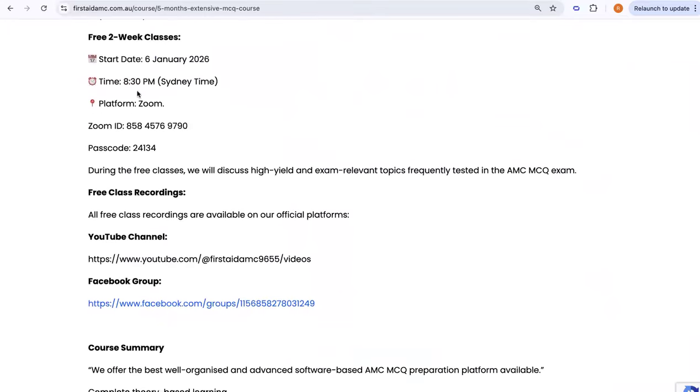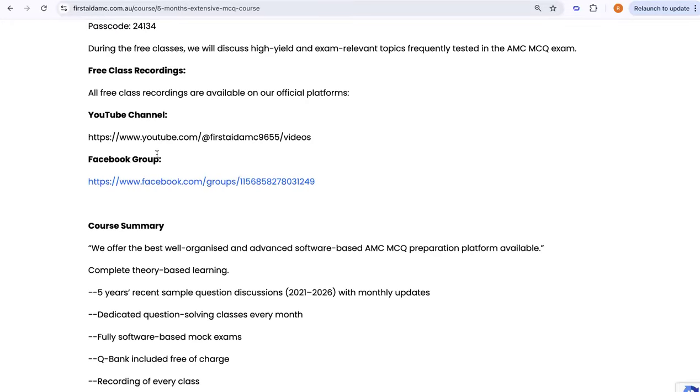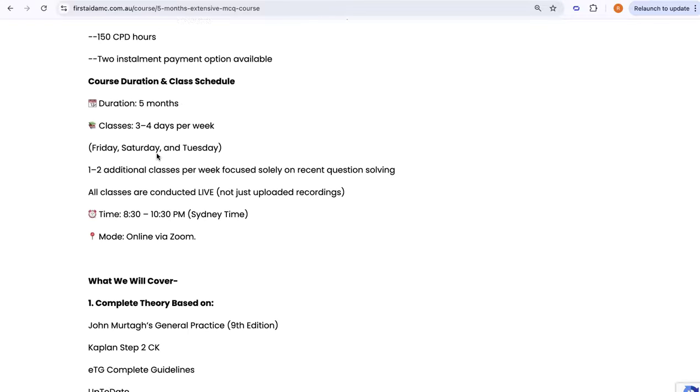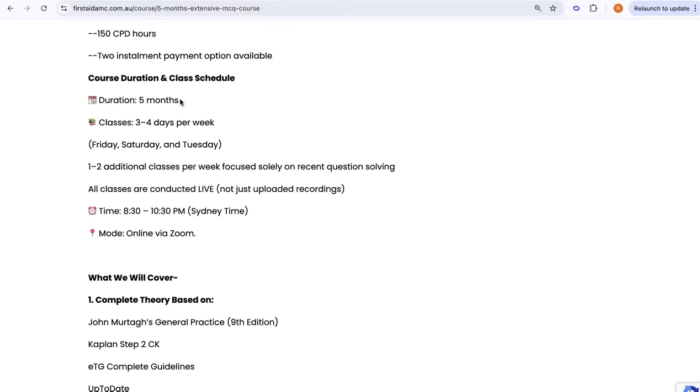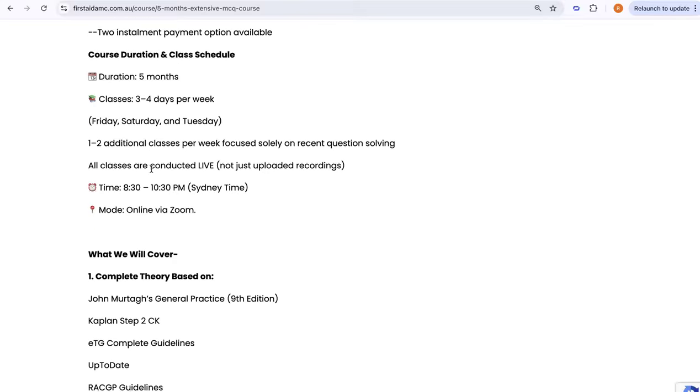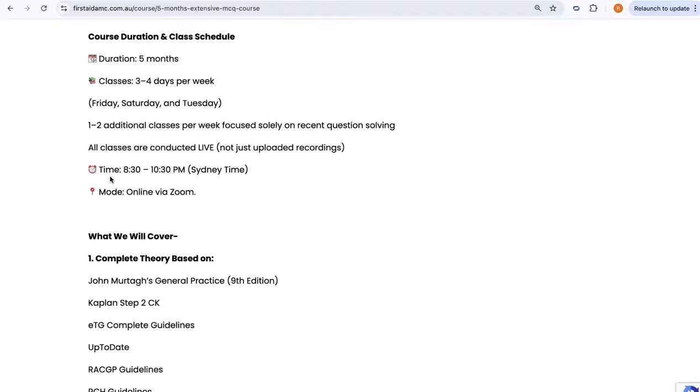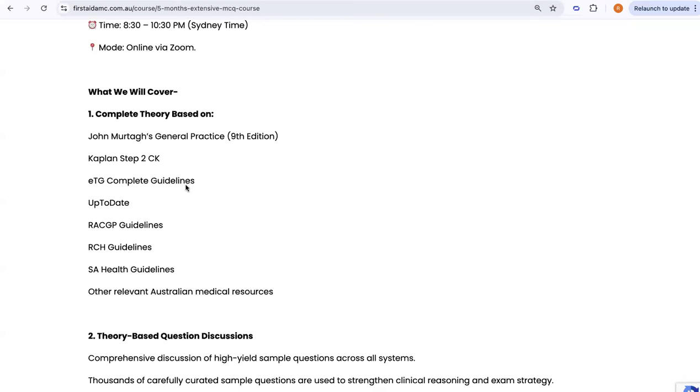So this free 2 weeks class, the Zoom ID and password are going to be the same as today, just to make sure it's easy for you. The course is for 5 months. We do all the live classes. You get 3 to 4 classes in a week, and sometimes more than that if needed. Class time is 8:30 to 10:30 Sydney time, and it's on Zoom online.